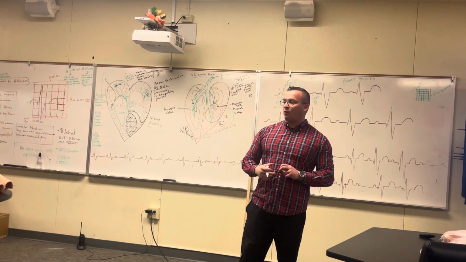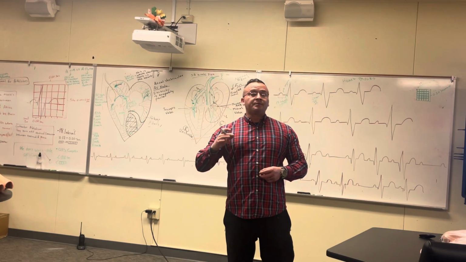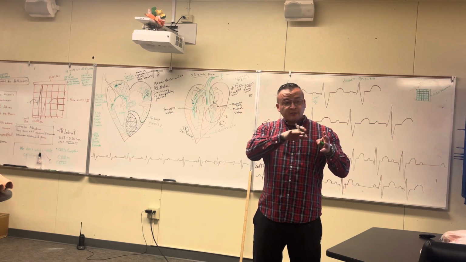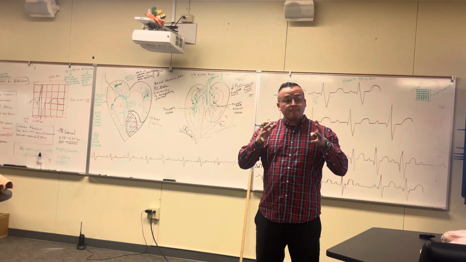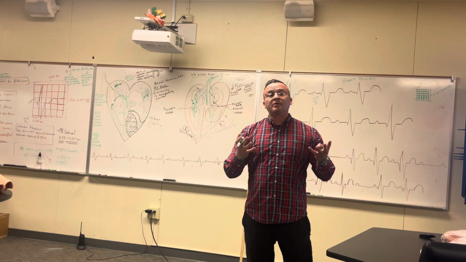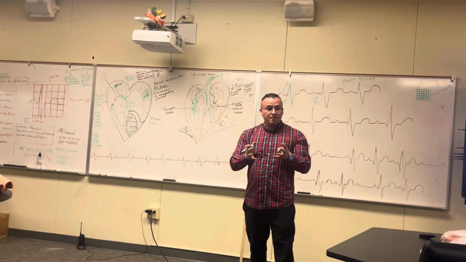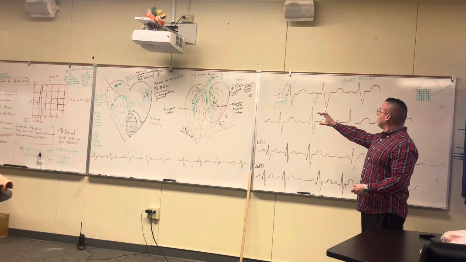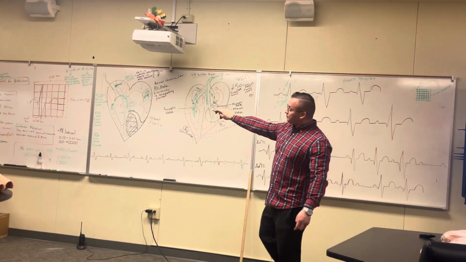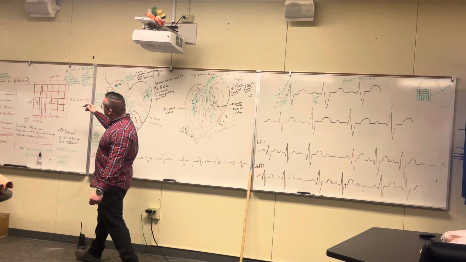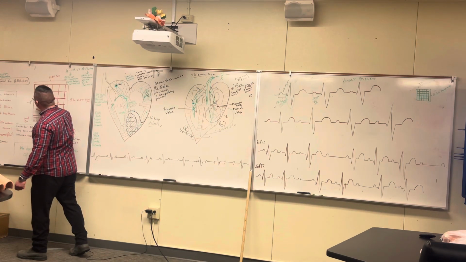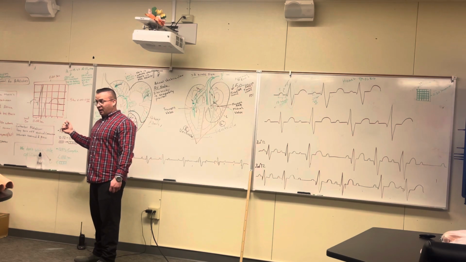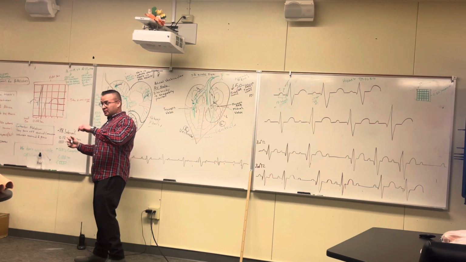Each little box represents how many seconds? 0.04. That's good. So if we have 5 boxes going across a big box, each little box is 0.04. How much is each big box? 0.20, right? Perfect. So we're gonna use these boxes to measure the width and to see if we have a heart block or not. So those boxes mean a lot, and that's why I taught you guys the measurements.